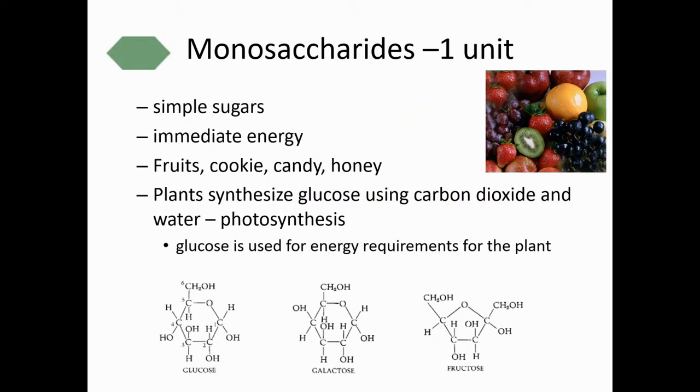Monosaccharides, one unit. We have some sugars. Monosaccharides, saccharide meaning sugar. You can see down here, there are three of them. If we were to count up all the carbons and hydrogens and oxygens, it'd be a 1 to 2 to 1 ratio, and you can pause the video and do that if you really want to. But what we're looking at here are simple sugars that give us immediate energy. Examples: fruits, cookie, candy, honey, all those.